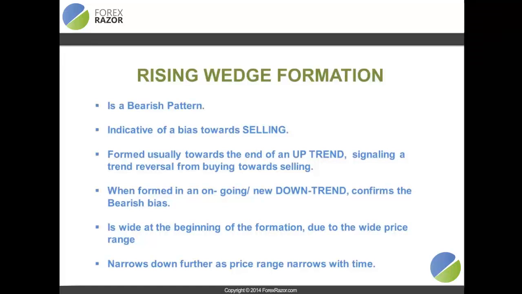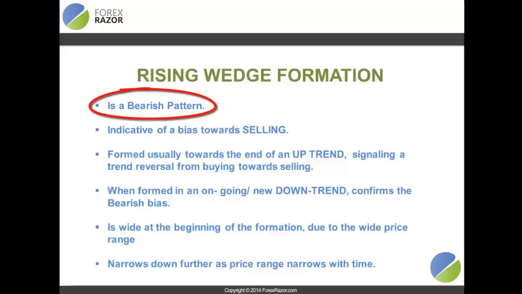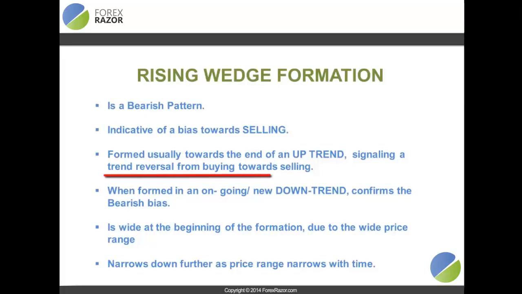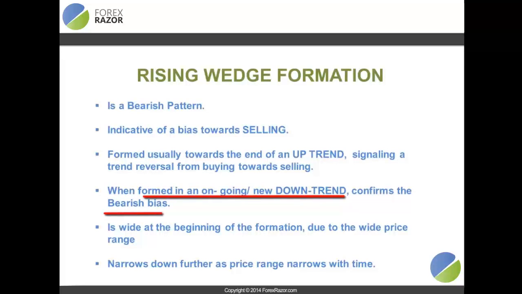Starting with the rising wedge formation, a rising wedge is considered a bearish pattern indicative of a selling bias. These are usually formed towards the end of an uptrend, signaling a trend reversal from buying towards selling. When identified in an ongoing or a newly developed downtrend, this pattern confirms the bearish bias. The shape of the wedge is wide at the beginning of its formation and converges further down as the price range narrows down with time.